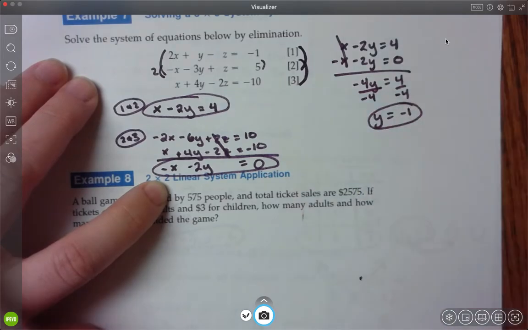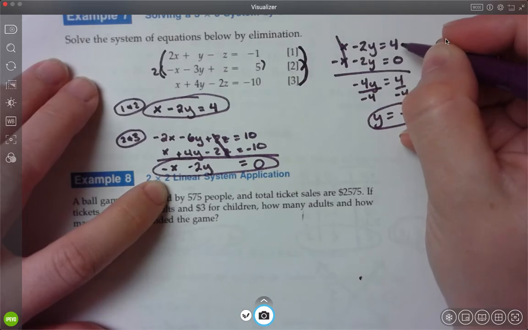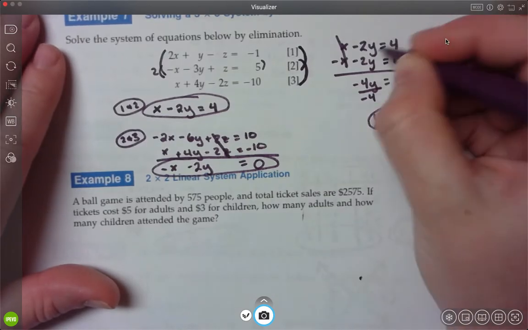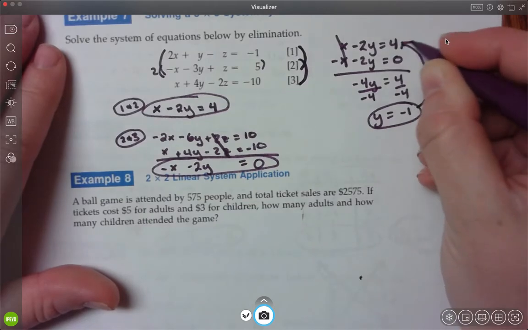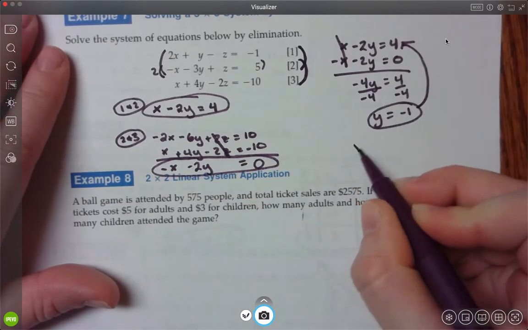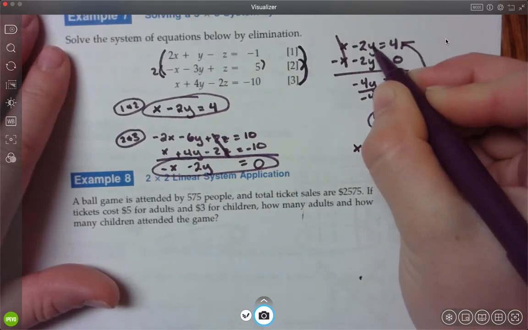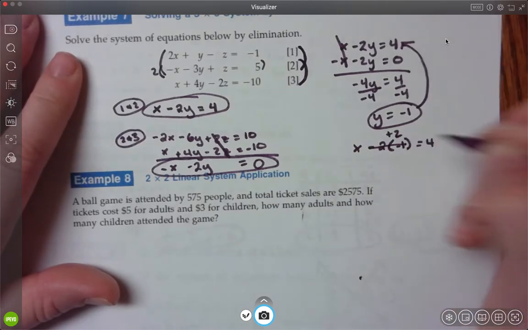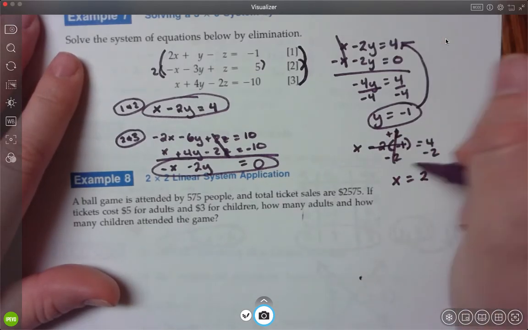Okay. Now, at this point, I can just backtrack, plug into one of the equations and solve for the next variable, plug into another equation, solve for the next variable. So I'm going to take this y value, and I can either plug it in here or here. I'm going to plug it into the top one so I don't have to deal with that negative on the x. So I will have x minus 2 times negative 1 equals 4. I just plug the negative 1 in for that y right there. Okay, negative 2 times a negative 1 is a positive 2, and if I subtract 2 from both sides, I'll have x equals 2. Okay, so I'm getting closer.